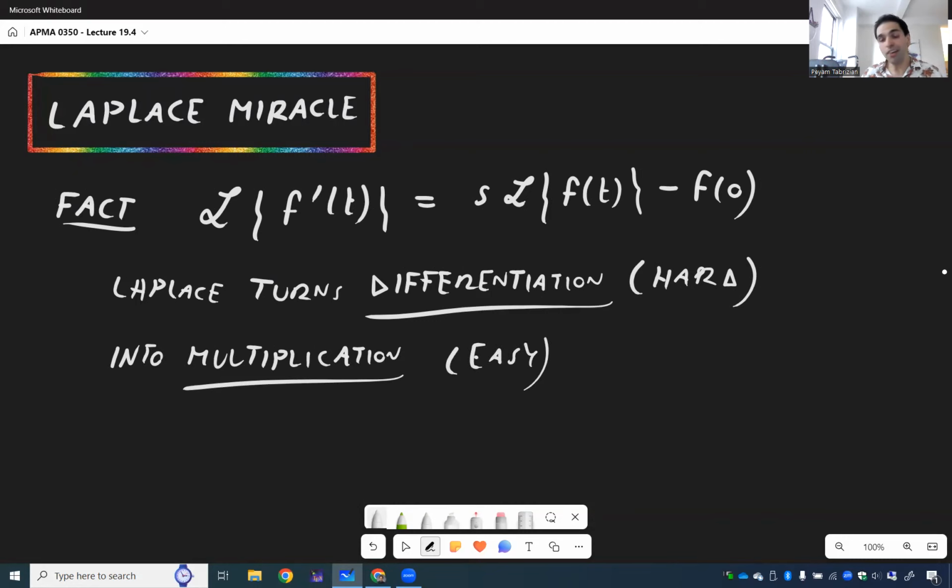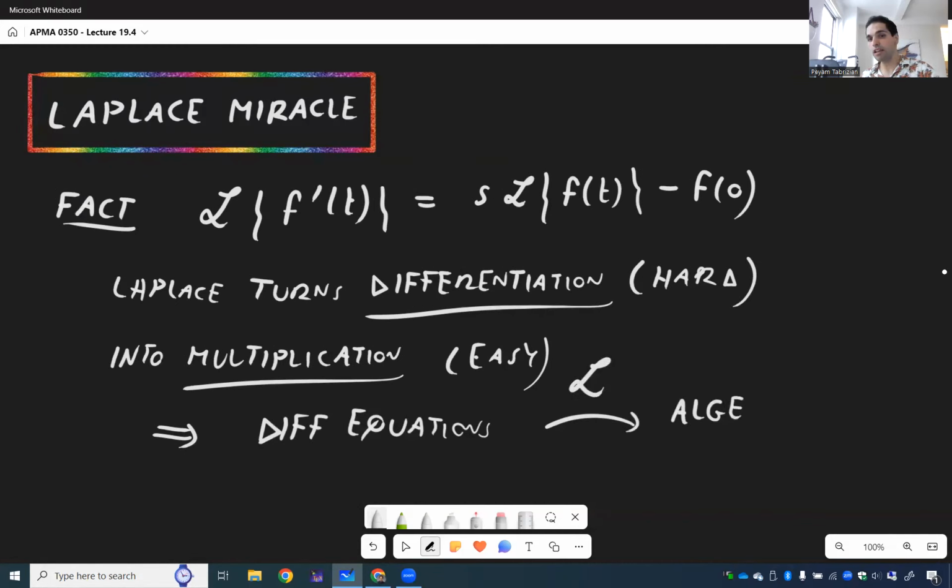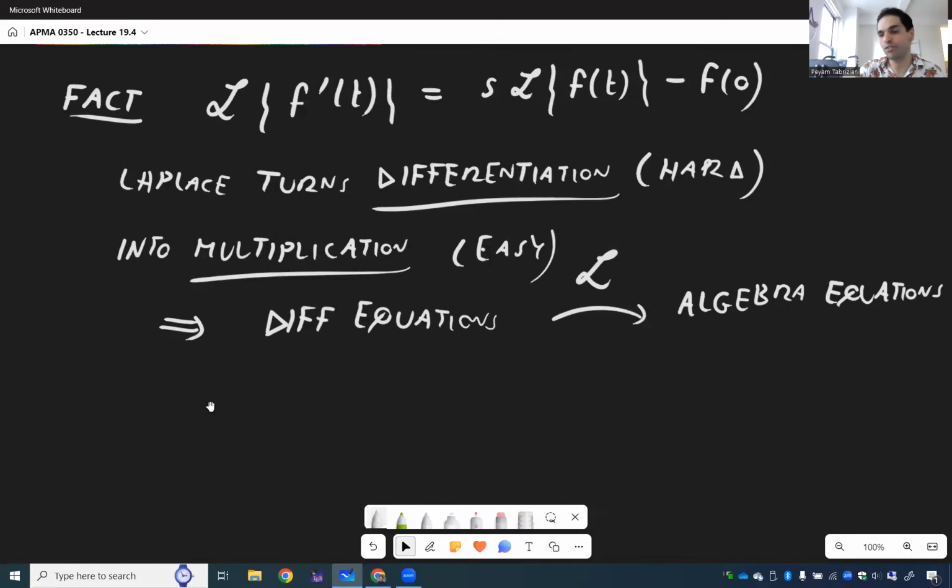And in particular, what it will do, it will turn differential equations, again, which are hard, into algebra equations, which is much easier to solve. I mean, remember how much easier algebra 2 was compared to calculus. So the Laplace transform will turn differential equations land into algebra 2 land. And we'll see this will be extremely useful.